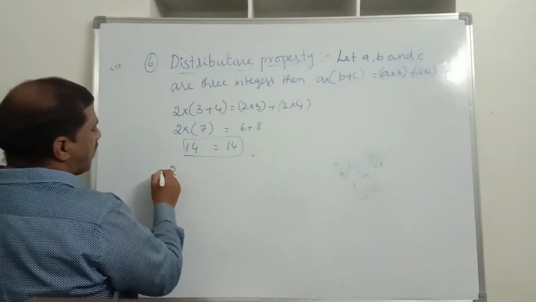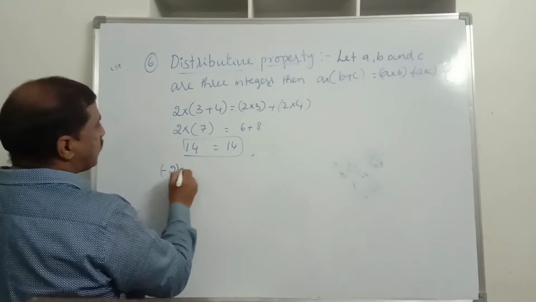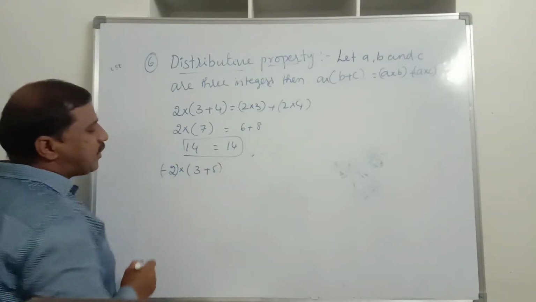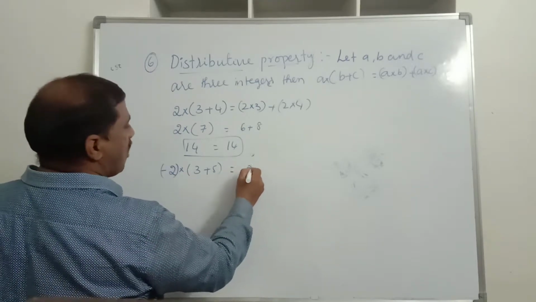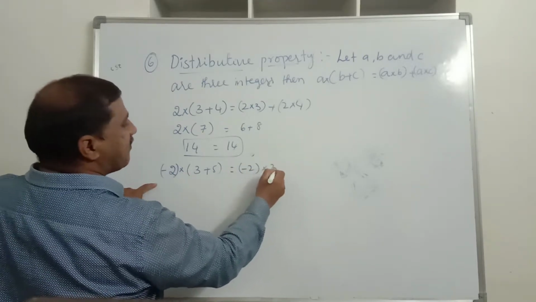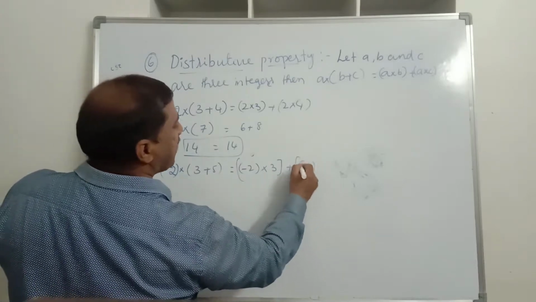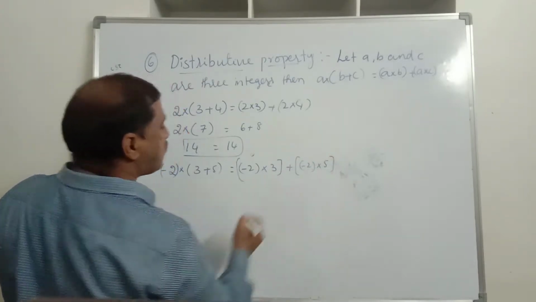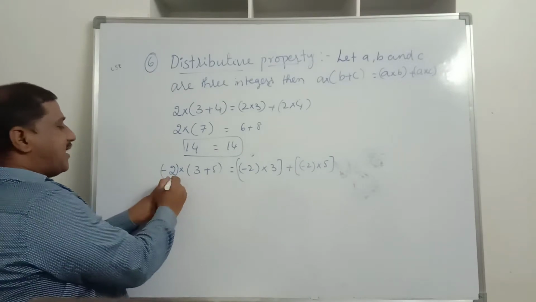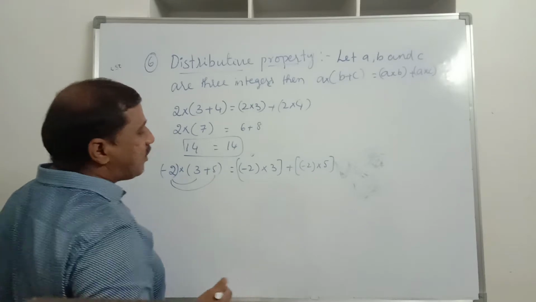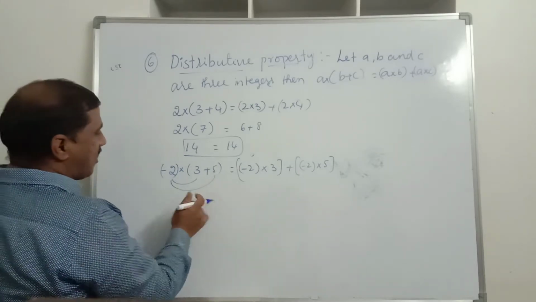So minus 2 into 3 plus 5. Minus 2 into 3 plus 5 is equal to minus 2 multiplied with 3, then plus minus 2 multiplied with 5. Minus 2 is multiplied by 3, minus 2 is multiplied by 5 also, that is minus 2 into 5. Now check whether it is satisfied or not.